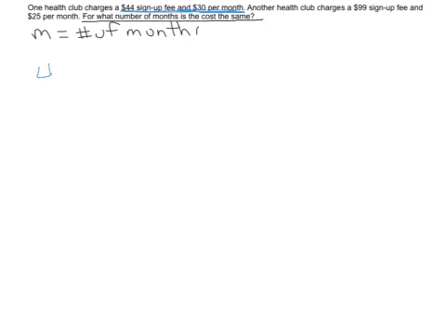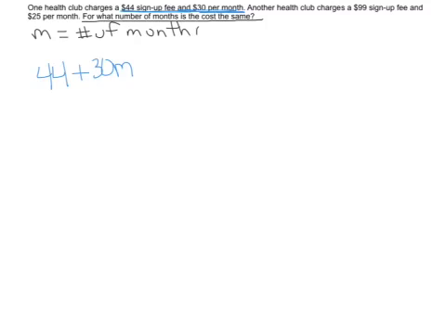So you're paying $44, plus you're going to pay an additional $30 for every month you go, whether that's 1 month, 2 months, 5 months. So this 30 is going to be multiplied by m, because that stands for the number of months that you're going to attend.